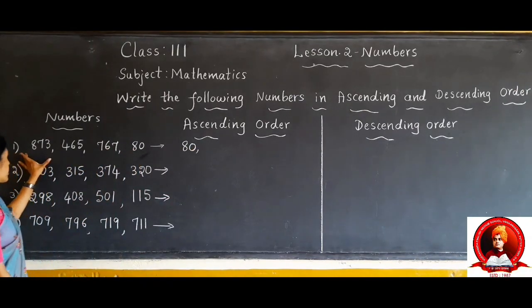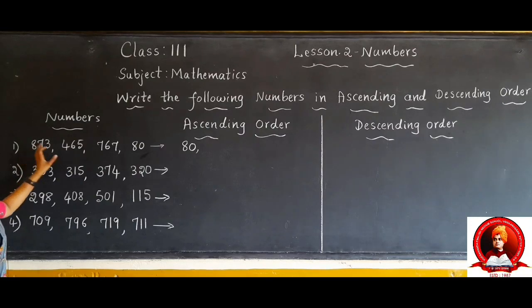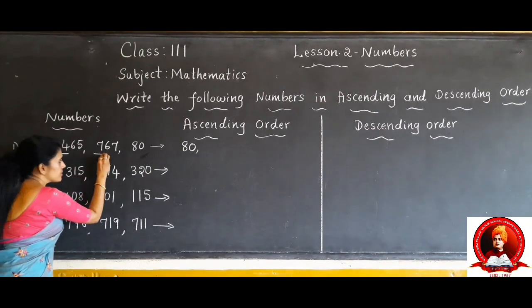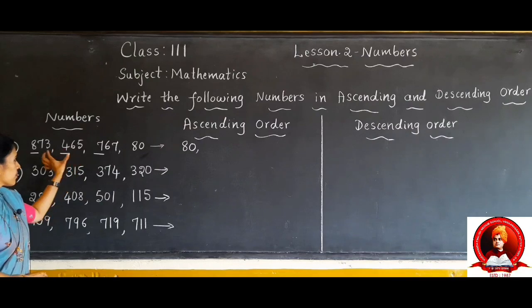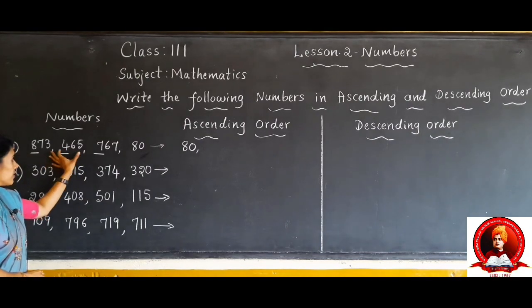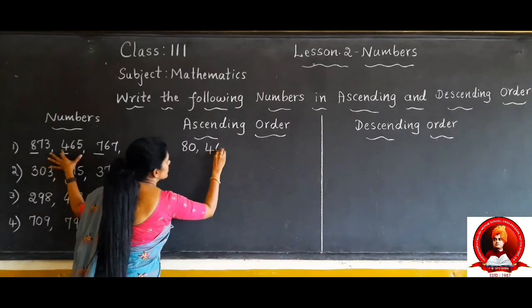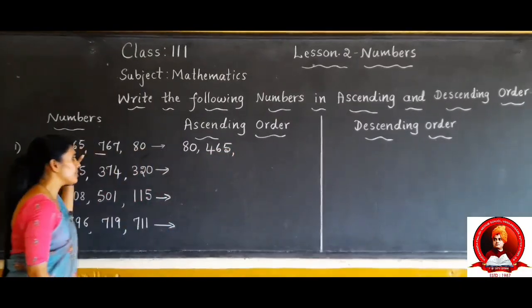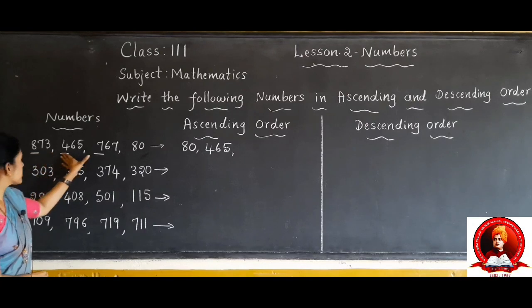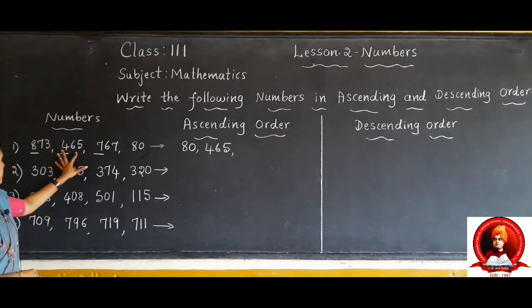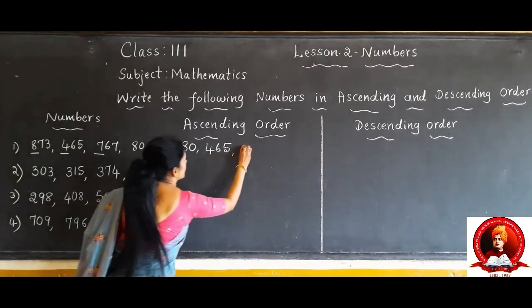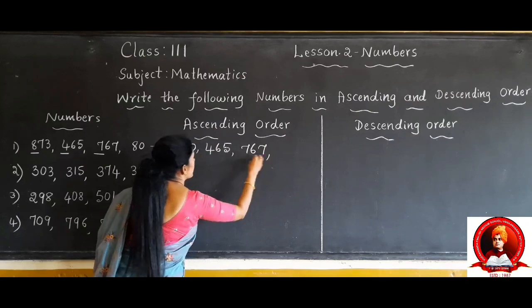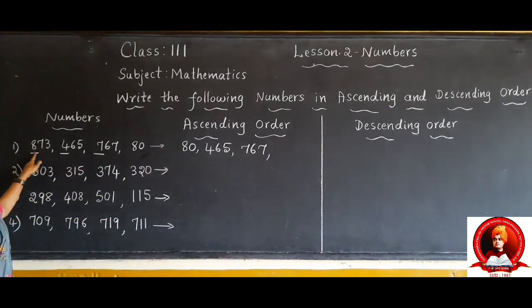Next, let us check which is the next smaller number. Here you can see 8 in the hundreds place and here 4 and here 7. So, which is the smaller number children in these numbers? That is 4. So, let us write 465. Then the next number after 465 is 767. Let us write here 767.